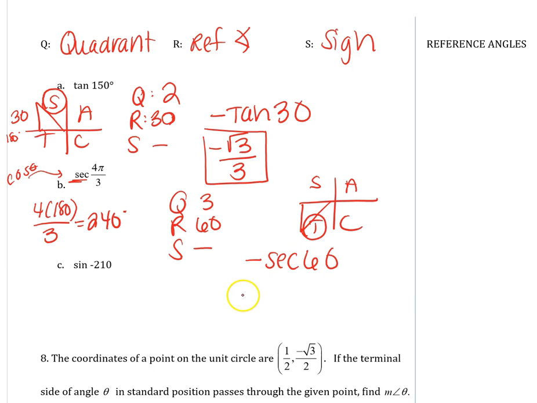I don't know my secant exact values, but I do know my cosine exact values. So I'm going to think about this as negative cos of 60 first, which would be negative 1/2. But I don't want that, though. I want its reciprocal, so then I would flip it. So negative 2 is its exact value.